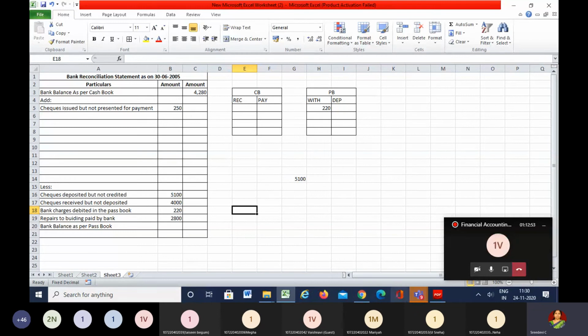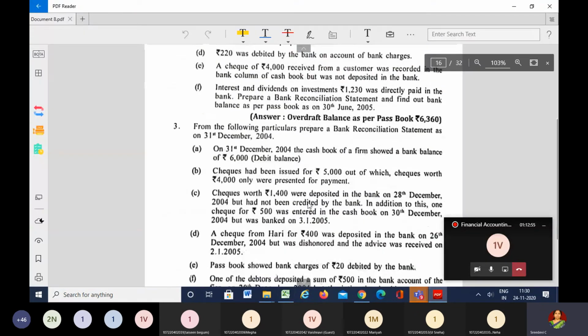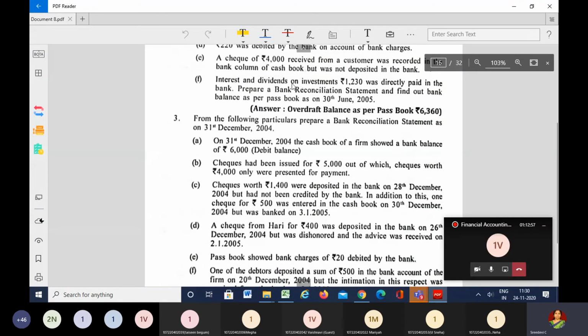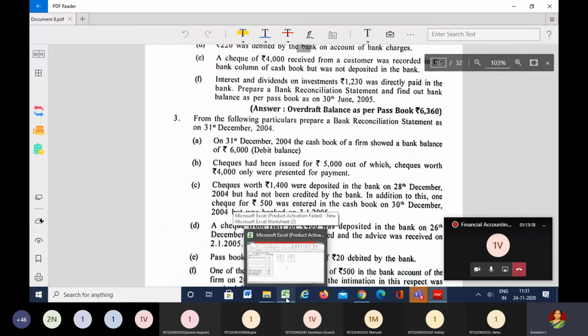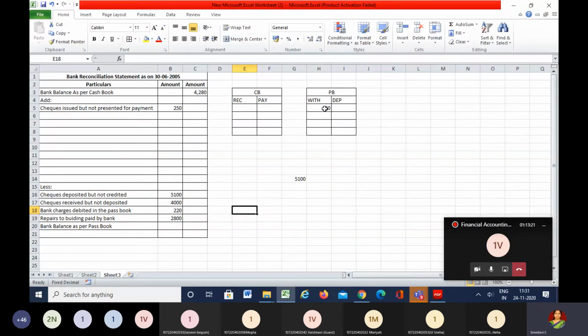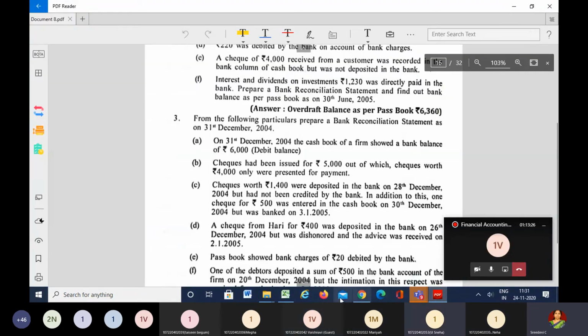Yes, ma'am. Okay. Next, the last one, I guess. Interest and dividends on investments, that is 1230, was directly paid in the bank. That means it is directly deposited in the bank. Paid in the bank in the sense what? The bank is receiving the interest and dividends. So when the bank receives the interest and dividends, on which side of the passbook will it be recorded? Deposit side, credit side.